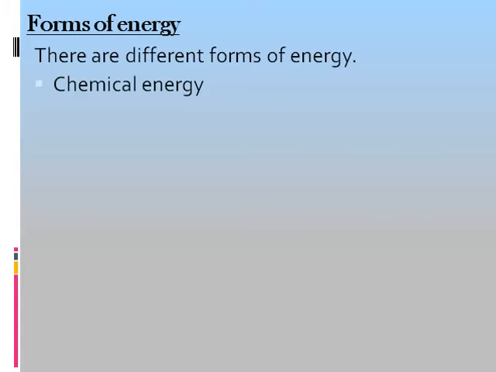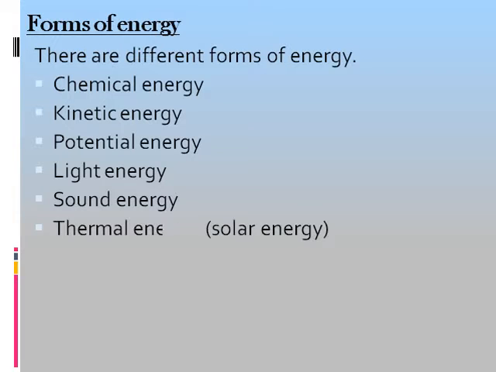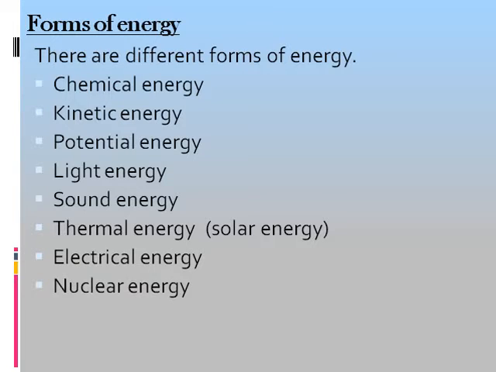Now, the next portion: we will discuss the different forms of energy. There are different forms of energy. For example, the first form is chemical energy, the next is kinetic energy, potential energy, light energy, sound energy, thermal energy, solar energy, electrical energy, nuclear energy, and wind energy.